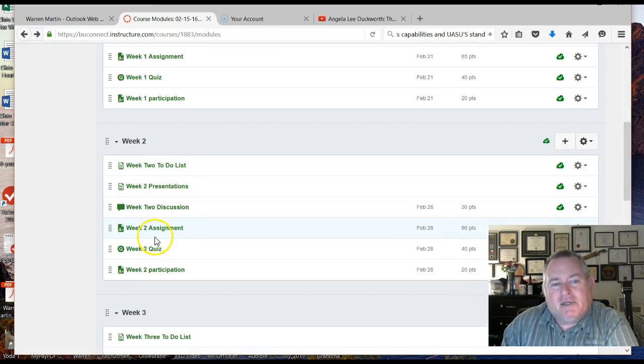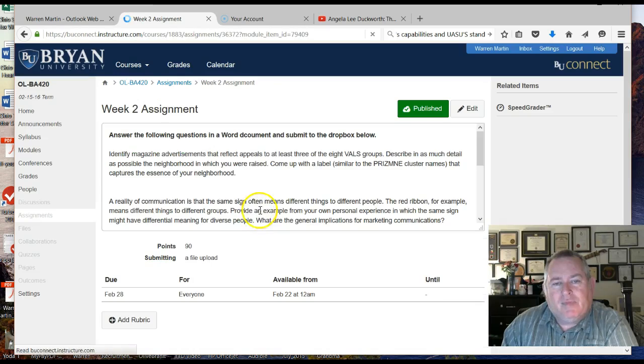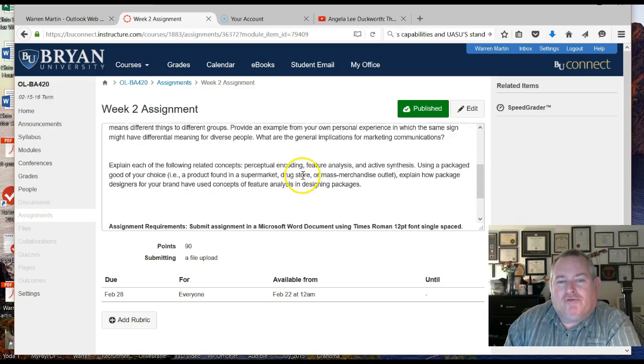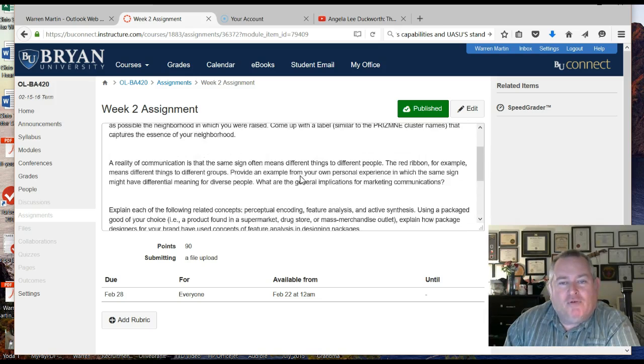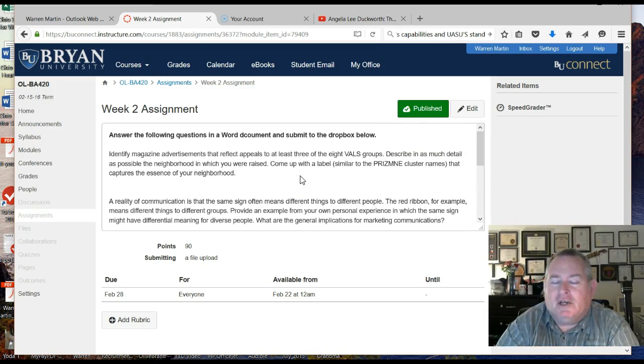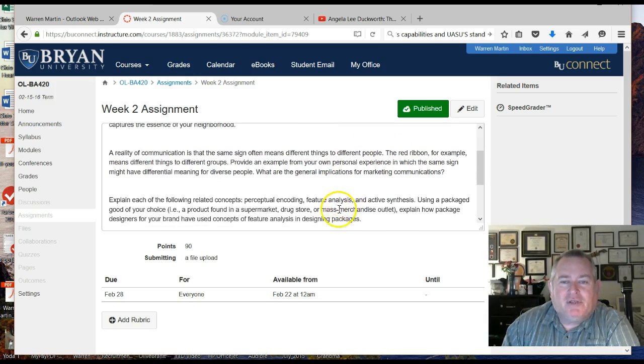And then we also have the assignment. Your assignment is to identify magazine advertisements that have at least 3 of the 8 vowel groups. You're going to have to look up what the vowel is if you haven't already. It doesn't have to be long. In past courses, students will usually insert a picture of a particular ad they found, and just list what it is. So that's basically what you need to do there.